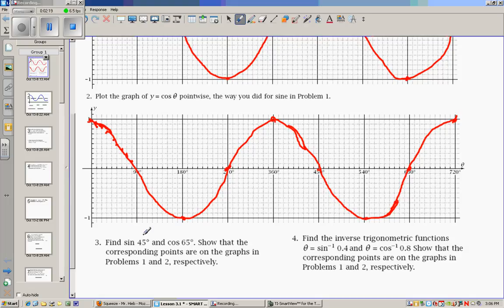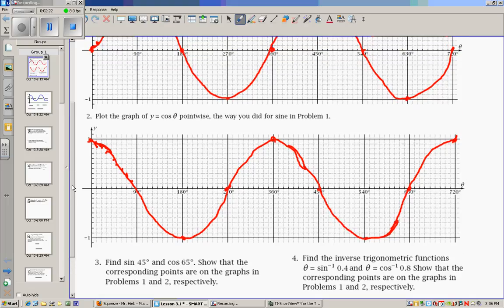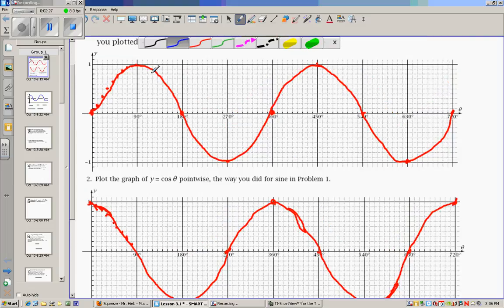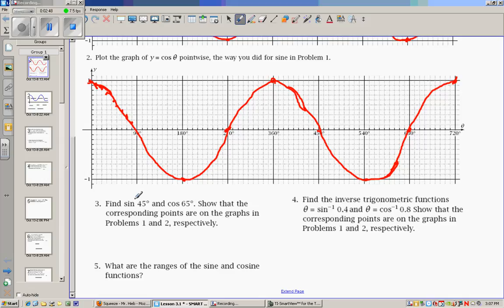If I want to find the sine of 45 or the cosine of 65, the sine of 45, graphically, I can go up to this chart, and 45 is in here, so I can come up here and go over, and that will be 0.1, 0.2, 0.3, 0.4, 0.5, let's say 0.6-ish. So sine of 45 is about 0.6. That's a rough estimate. Now you can do the same with cosine of 65. Go over to 65, up and over.